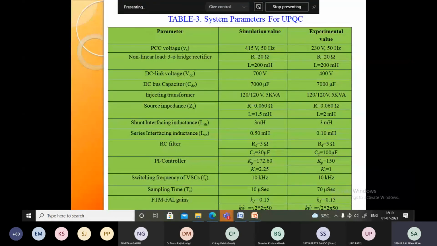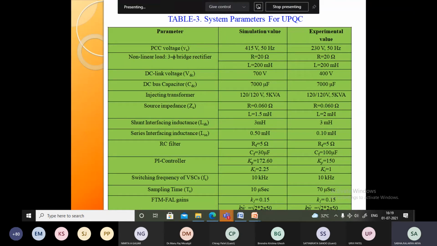In that we can see the whole data we have given for simulation and for experimental: 230 volt and 415 volt. In the 415 case we need 400 volt DC. For the 110 case we need 200 volt DC link.